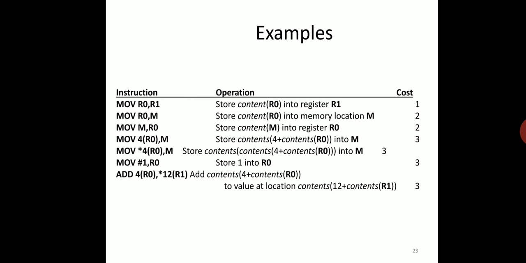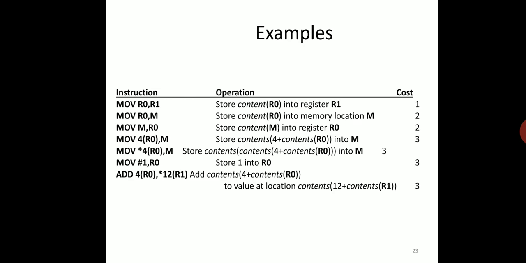So see the first instruction, move R0 comma R1. So 2 register operands are used, okay, 2 registers are used. So whenever 2 registers are used, at that time cost will be 1. So the right hand side shows the cost of the instruction, so cost will be 1. Now second statement, move R0 comma M. So here R0 is the register operand, M is the memory operand. So if in the instruction 1 register operand and 1 memory operand is given, at that time instruction cost will be 2. So you can see here cost of the instruction is 2.